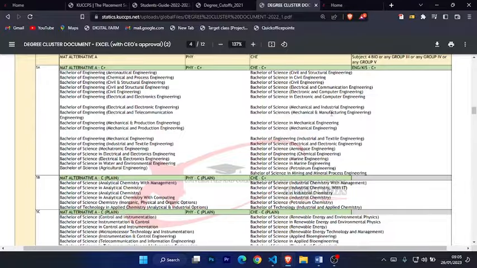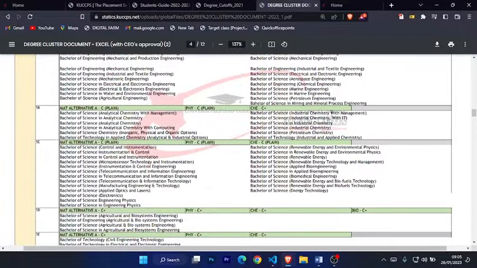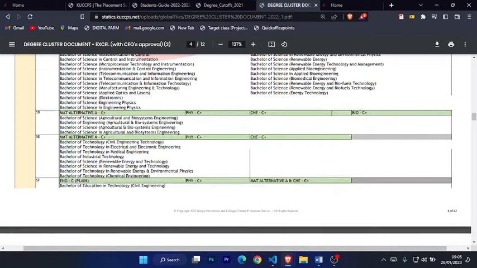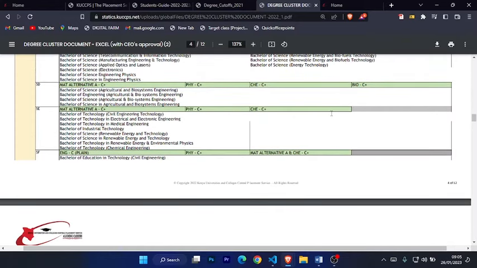Aeronautical, chemical and civil engineering are in cluster 5 subjects. So we can look at one, computer science, and maybe a medicine course.